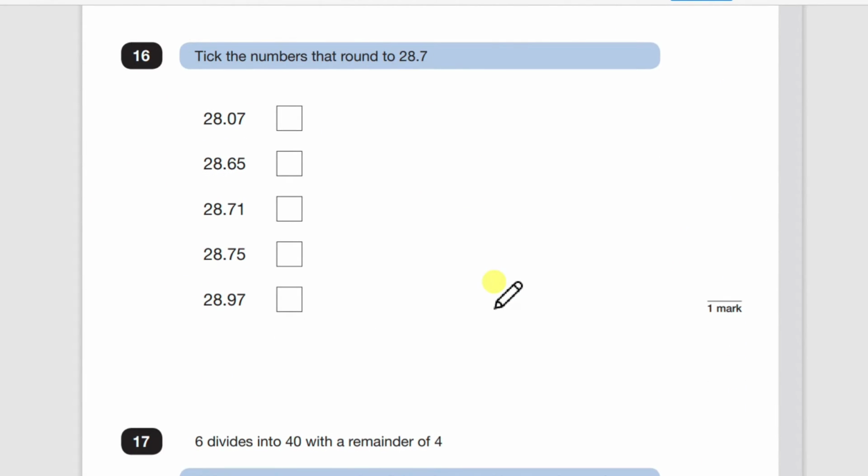Take the numbers that round to 28.7. So let's do it step by step to 1 decimal place. So rounding the first number to 1 decimal place, you always look at the second digit. Because the second digit is 5 or more, you round this one up by 1, so it becomes 28.1. So it's definitely not that one. Next one, you got 5 here, so 28.65 rounds up to 28.7. Good.